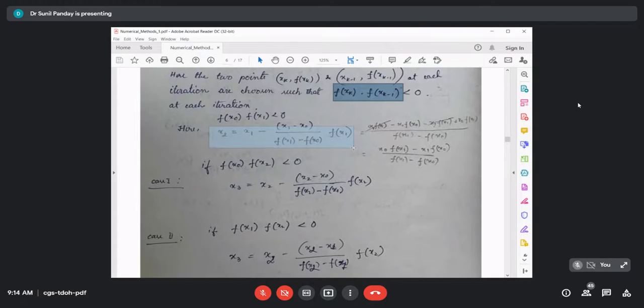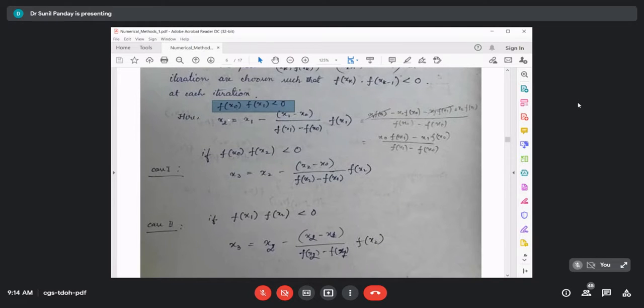So this formula is the same for secant and regular falsi, but the procedure is different, because at each and every step we check this condition in regular falsi, and we are not bothering about this condition in the secant method.